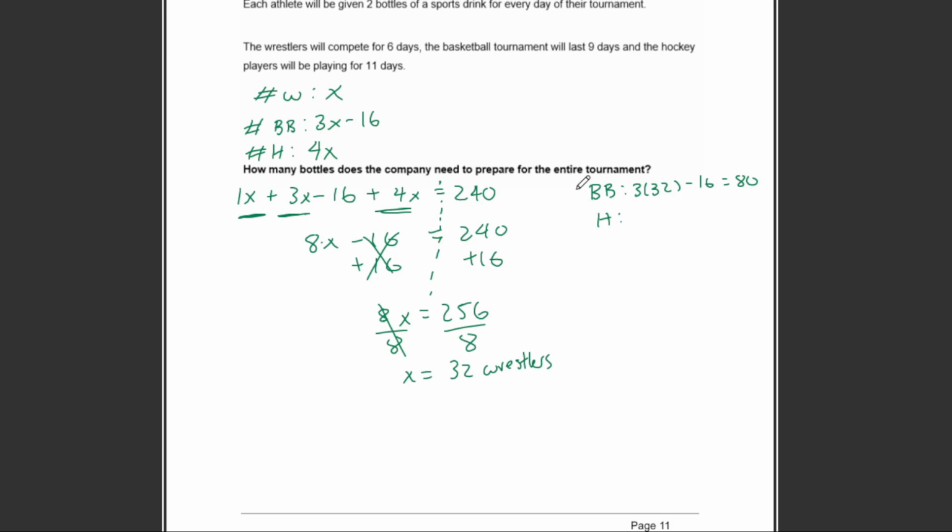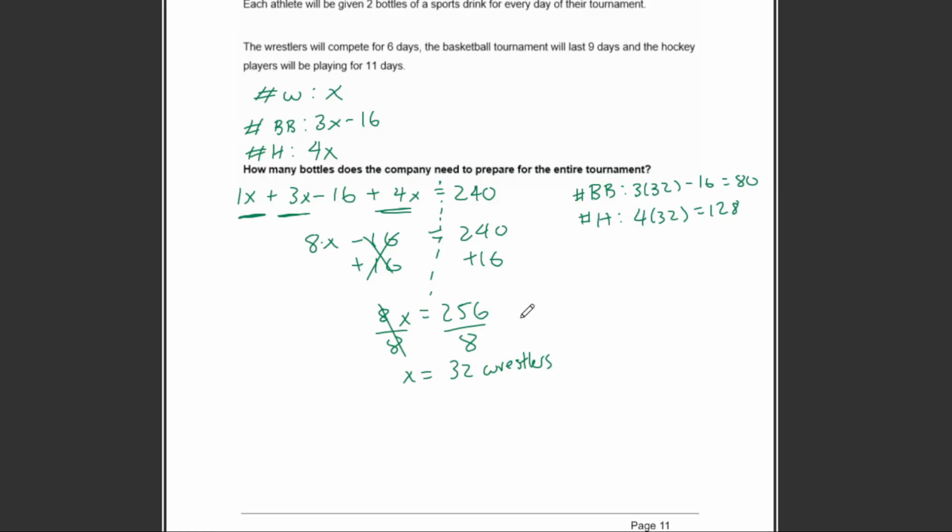And hockey players, let's do a little hashtag number of hockey players, is going to be 4 times 32, which is equal to 128. So there's 128 hockey players, 80 basketball players, 32 wrestlers. But the question's not done yet.